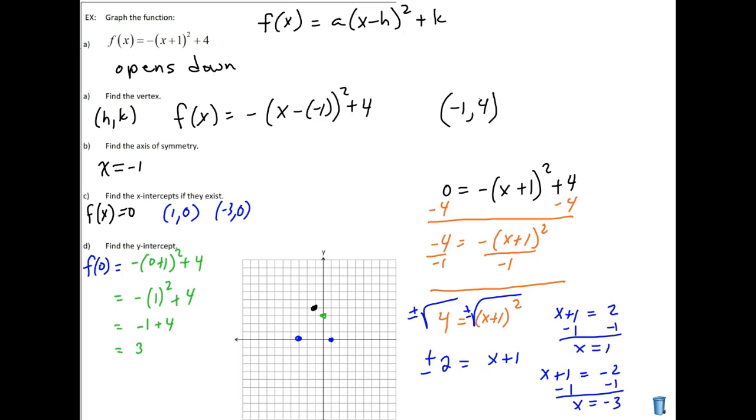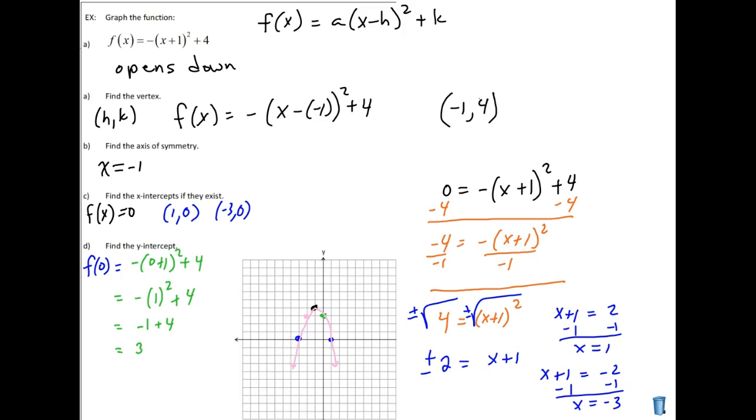Now remember that our parabola has to be a smooth curve, so I'm going to connect these points. This is my top point, so I'm going to connect these points as I go down. Knowing that it has to be symmetrical, I know that this point here has to be in there as well. That's going to help me make my smooth curve as I go down.